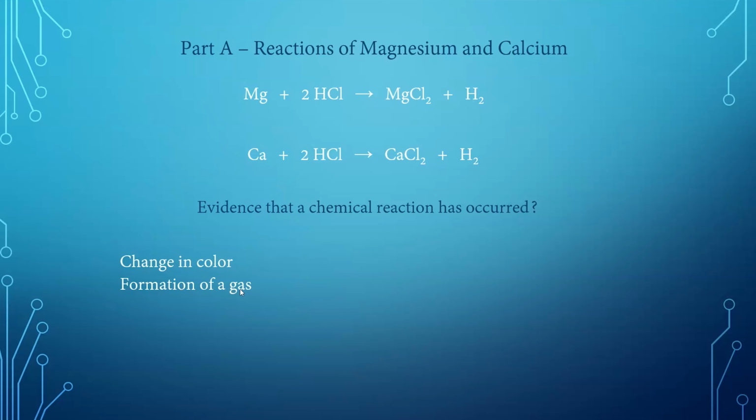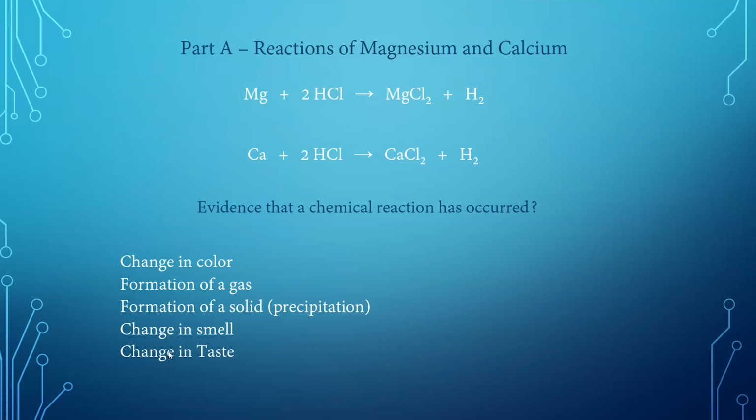Formation of a gas is normally an indicator of a chemical reaction, as is the formation of a solid, which is also called precipitation. We're going to see quite a few precipitation reactions in the lab today. Two very common things are a change in smell and a change in taste. If you're cooking a steak on the grill, you notice that it changes color, it smells different, it tastes different. All of those indicate that you have had a chemical change or a chemical reaction occur.